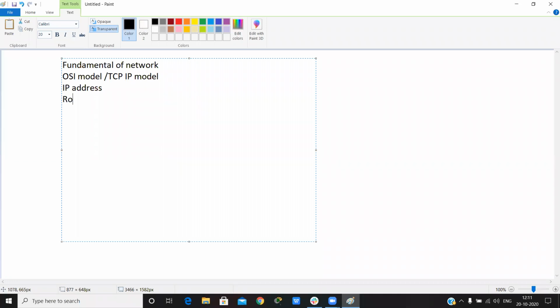And then we start routing, which means communication between two different networks. In routing, firstly we do static routing, and in dynamic routing, we learn about the protocols RIP, EIGRP, OSPF, and BGP, Border Gateway Protocol. And also we do the introduction of MPLS.